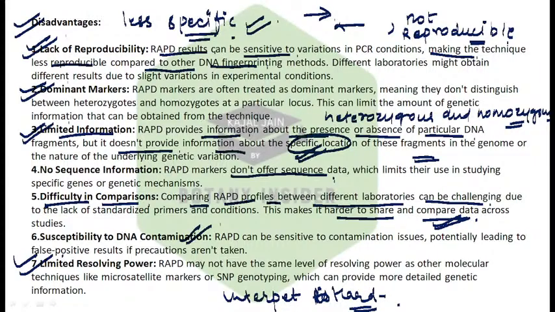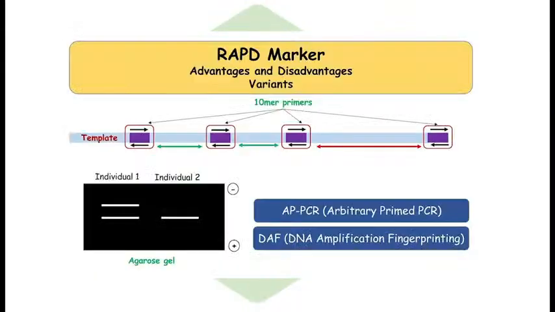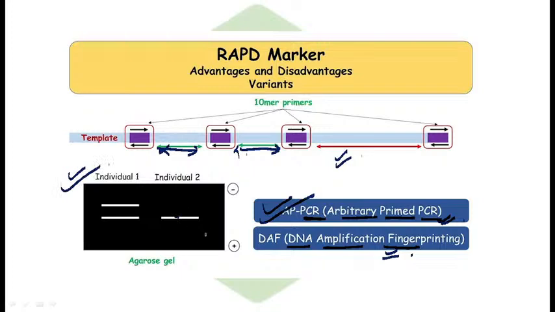These are the RAPD markers. They use the PCR method, in which we use arbitrarily primed PCR, and it is used for DNA amplification fingerprinting. First, we run the template and we use non-specific primers in this case. These primers are going to anneal at non-specific locations, and then this results in DNA fragments being generated.